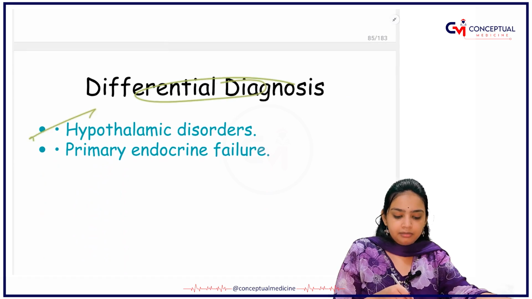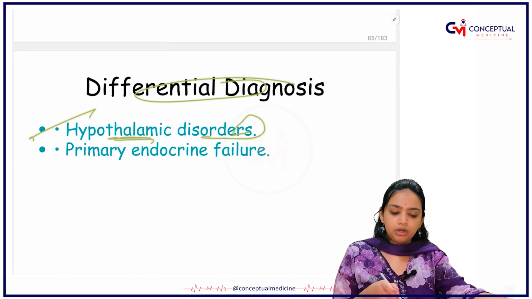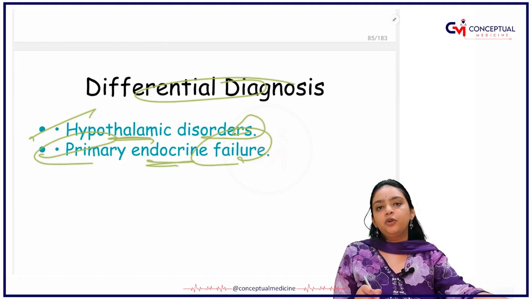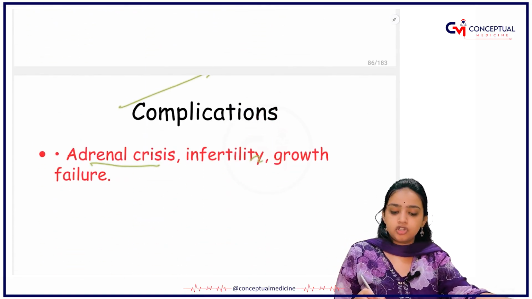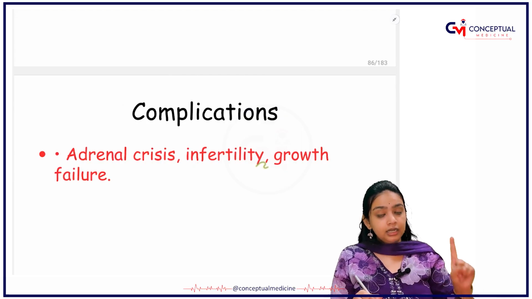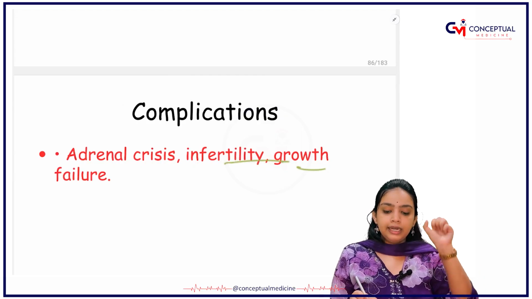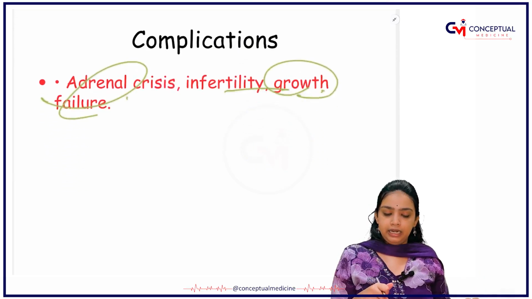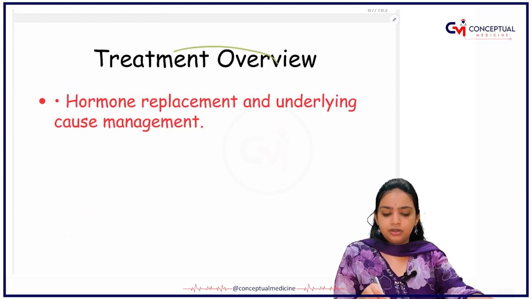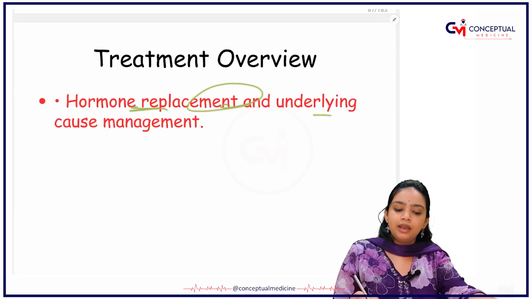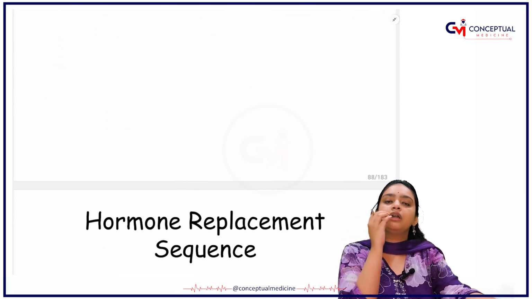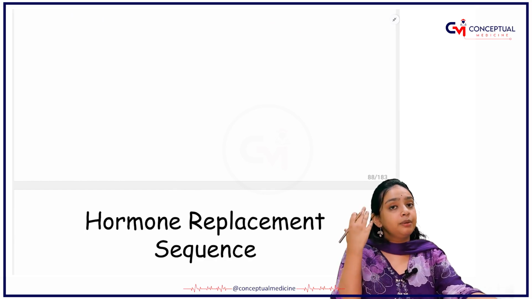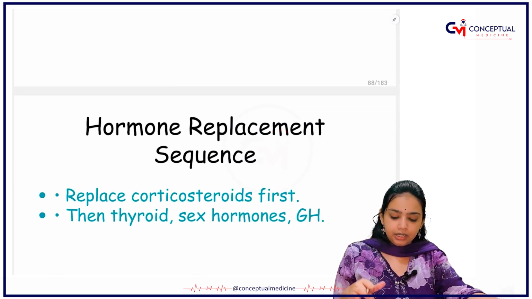Differential diagnosis can be hypothalamic disorders and primary endocrine failure. What are the complications? There will be renal crisis, there will be adrenal crisis, there will be infertility, there will be growth failure. Treatment. When there is growth failure, what will I do? I will give the patient hormone replacement, and management of the underlying cause, whatever the underlying things are that you are able to appreciate, just treat that.